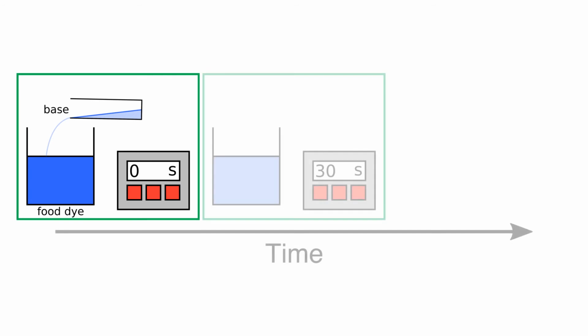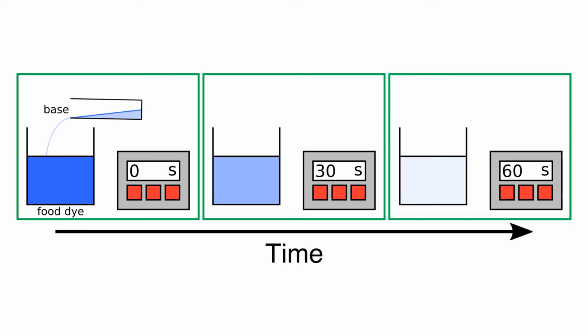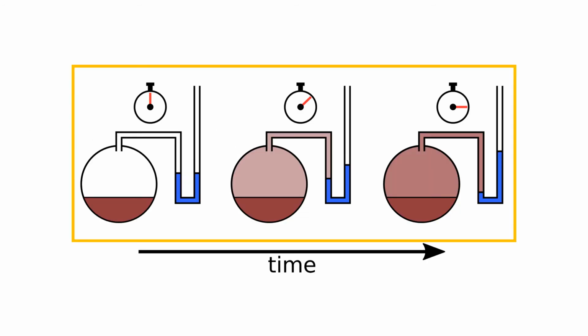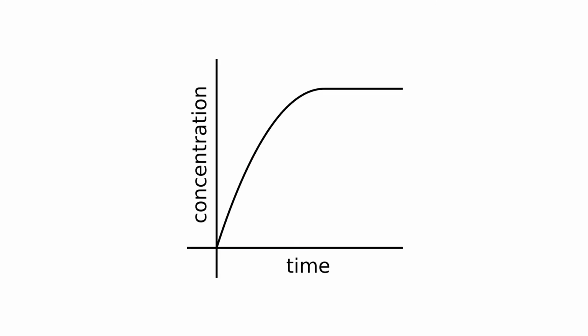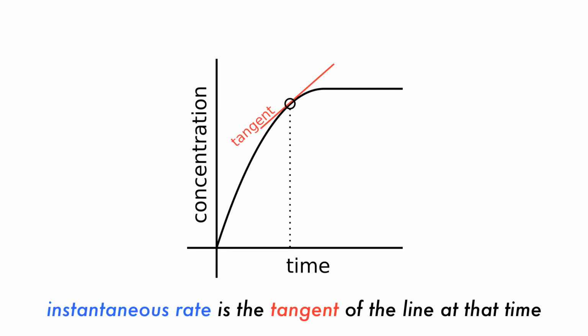Measuring can be done in different ways. For example, as seen earlier, the amount of light a substance absorbs can be measured. Or if the product of a reaction is a gas, the change in gas pressure can be measured. Change in concentration is being measured, and so concentration versus time can be plotted. From this data, the instantaneous rate, the rate at any given moment, can be calculated. This is done by calculating the slope of the tangent at that point.